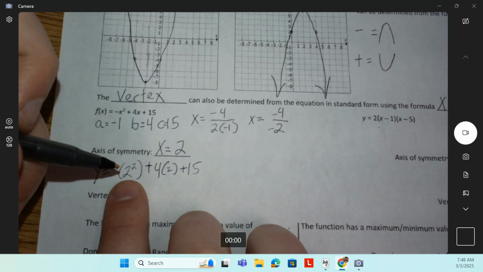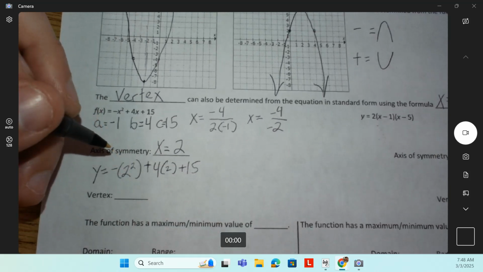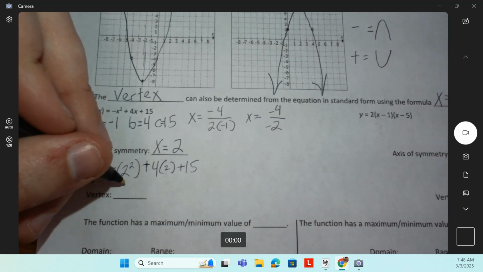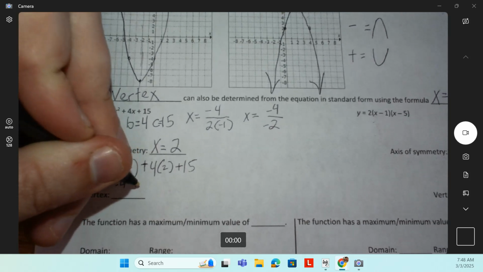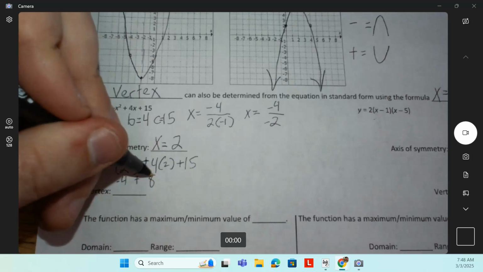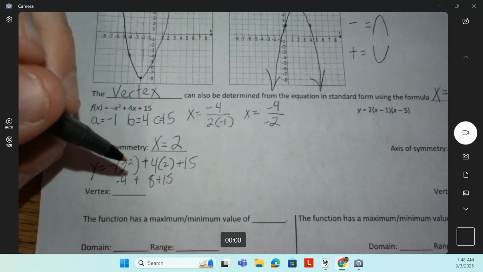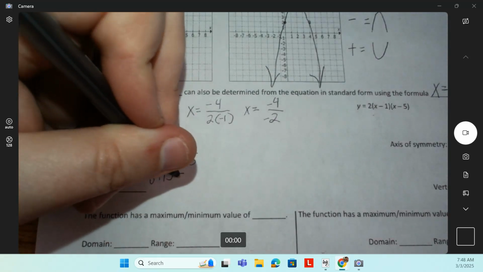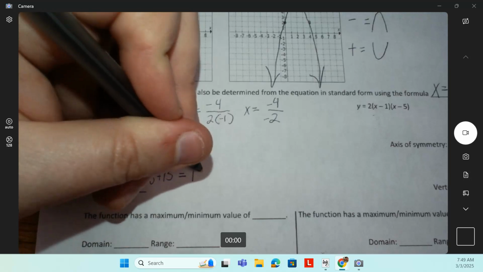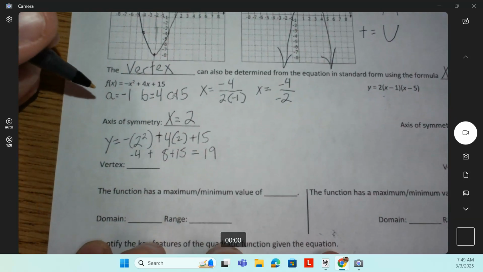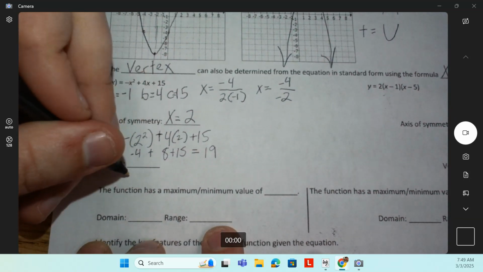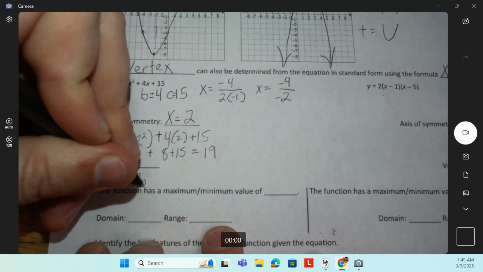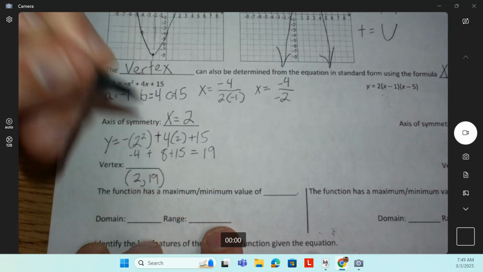So 2 squared would be 4, and so that's a negative 4, plus 4 times 2, which is 8, plus 15. So altogether, it's going to equal 19. Sorry, I ran out of room there. So y is 19, x is 2, so my vertex will be 2, 19.